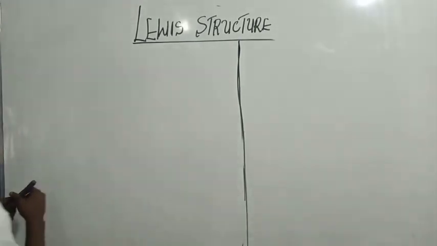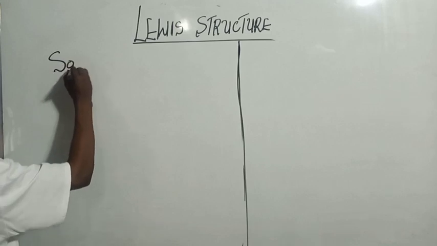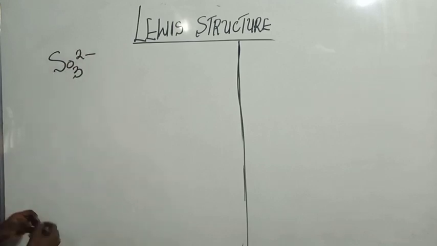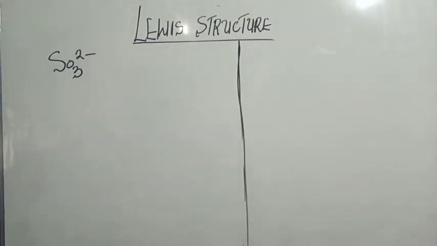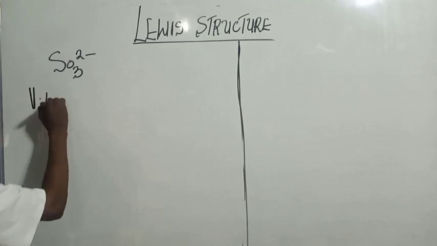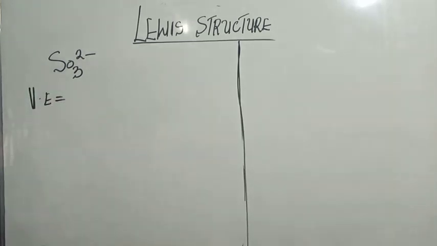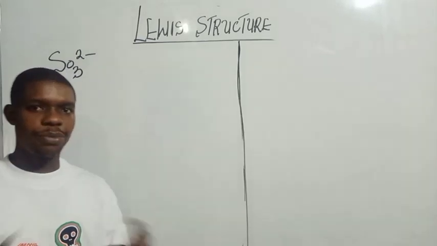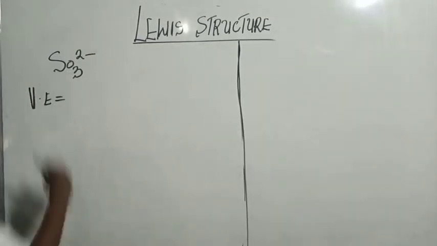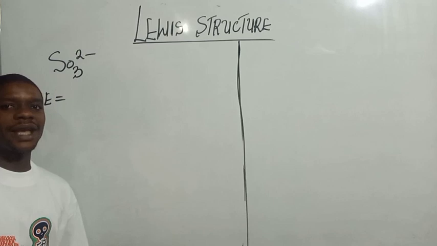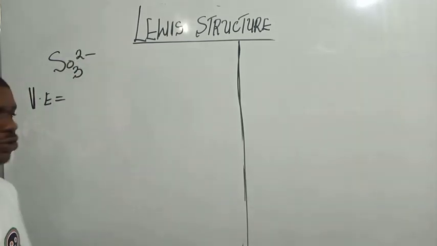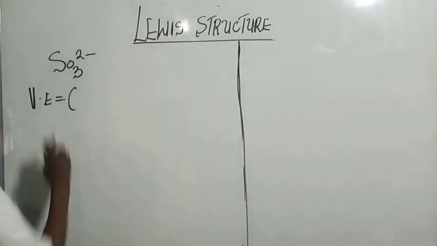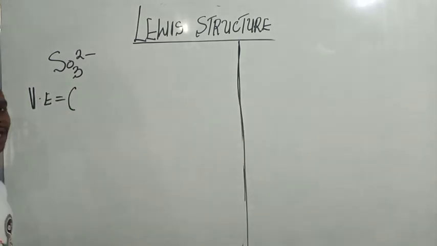So here we have SO3 2 minus. Good. Look at this one here. So here we have SO3 2 minus. So let's calculate the total valence electrons. Remember, the first two we have done are neutral molecules, right? But this one here has a negative charge. Now, whenever you have a negative charge, you have to add the magnitude to your total valence electrons. So sulfur, sulfur is in group 6.